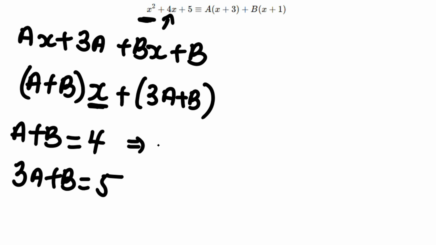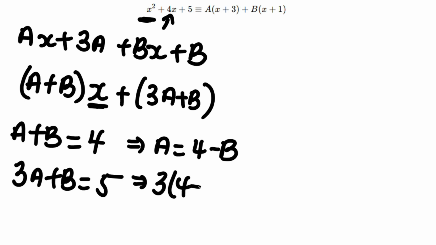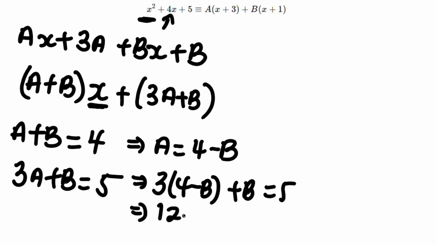So if you do this, we know that a is equal to 4 minus b. So you put in the value of a here. You're going to have 3 into bracket 4 minus b plus b equals to 5. I'm just putting this new value of a into this equation to get this. So if you have that, we are going to have 12 minus 3b plus b equals to 5.